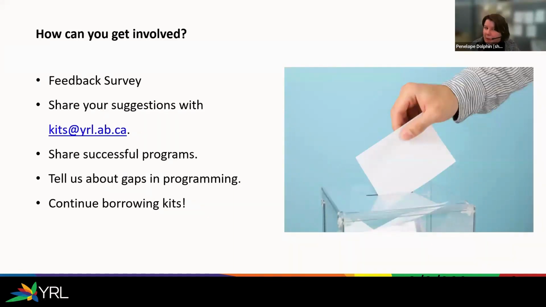So how can you get involved in kit development? The best place to share your thoughts is the feedback survey. This allows us to evaluate current kits, but also gives us a great idea of what types of kits are popular. You can also share your suggestions directly with us at kits@yrl.ab.ca. We save these suggestions and look at them when we're developing new kits. If you have any successful programs, you can share those with us as well. That gives us a good idea of what your patrons might enjoy.